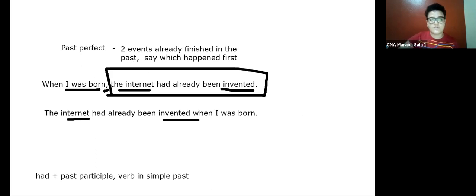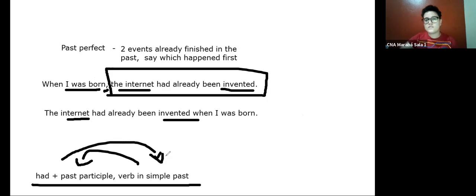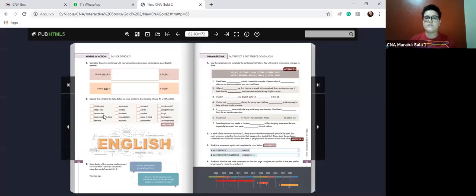This is the past perfect. This is the structure, but it doesn't have to be in this order. So I can use this sentence here or this sentence here, okay? This is the past perfect. So in your books on page 83, we are going to do a little review on the past perfect, and then we're going to learn something a little different using the past perfect.